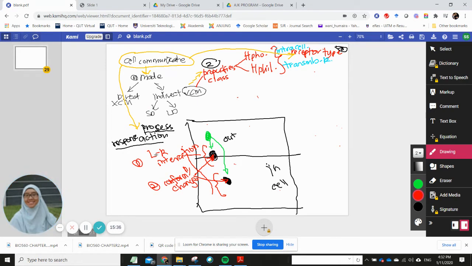The ligand receptor binding or interaction will cause conformational change. Eventually, it will lead to number three, the signal transduction pathway. So this is what happens in all cells during their communication.